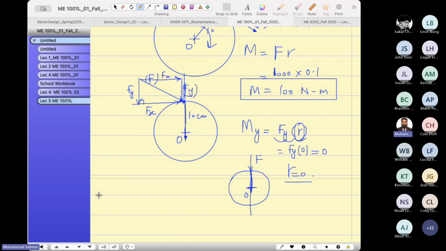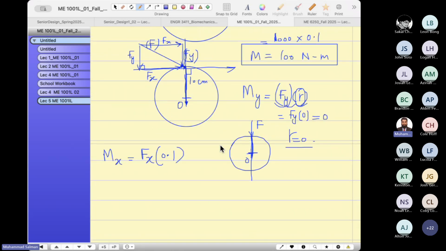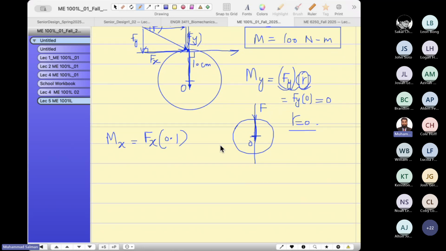Now look at here, the moment due to Fx. This is Fx. The line of action is this one, and the perpendicular distance is this radius. So this is 0.1, the one which you were telling me, but that was for Fx. I asked you about the moment for Fy. When you are doing your math, you should be aware that the perpendicular distance is between the line of action of the force and the axis of rotation. For Fy the moment arm is 0, but for Fx it is 0.1.